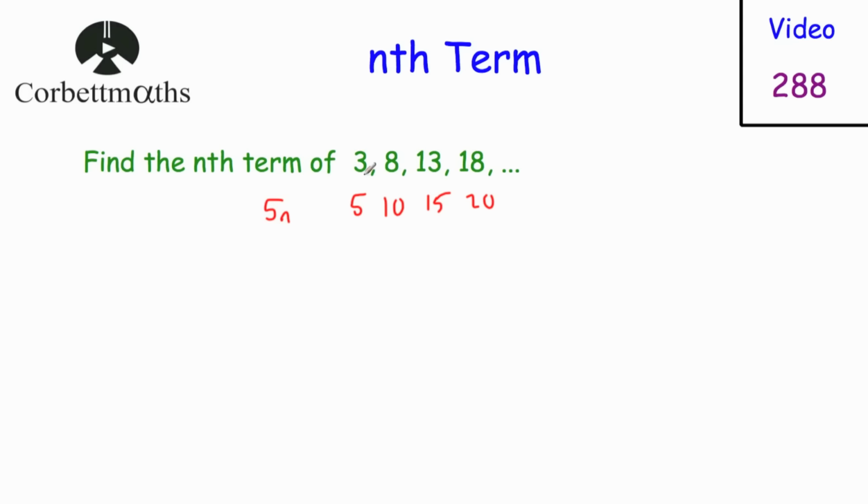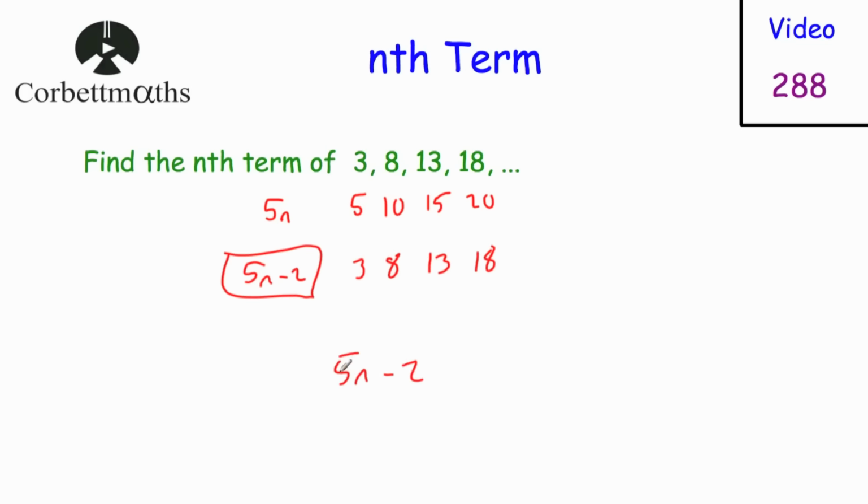And to get from 5 to 3, we take away 2. To get from 10 to 8, we take away 2. To get from 15 to 13, we take away 2. To get from 20 to 18, we take away 2. So if we took away 2 from all of these numbers, we would get our sequence. So that means if we had 5n minus 2, that would be 3, 8, 13, and 18. So that means our nth term is 5n minus 2.